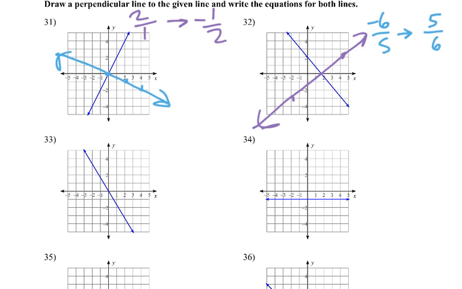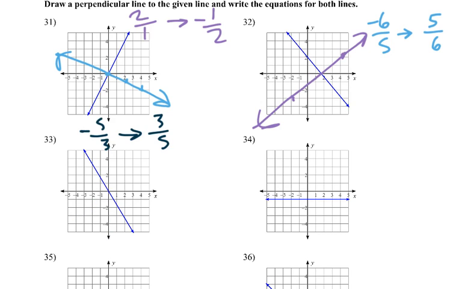Okay, 33. Got a point right here and a point right here. So down 5 to the right 3. So their slope is negative 5/3. Ours becomes a positive 3/5.